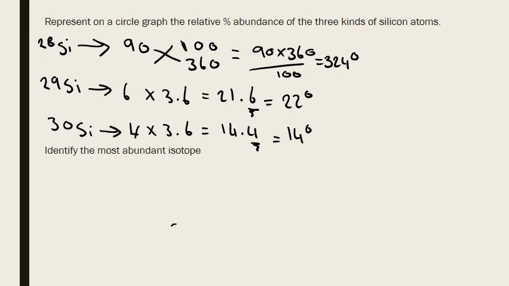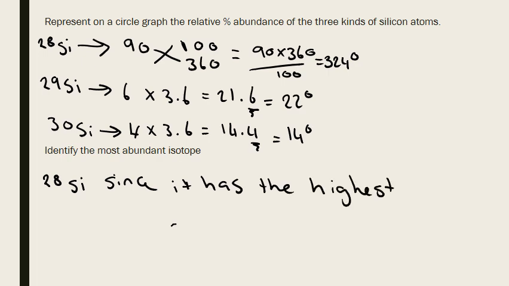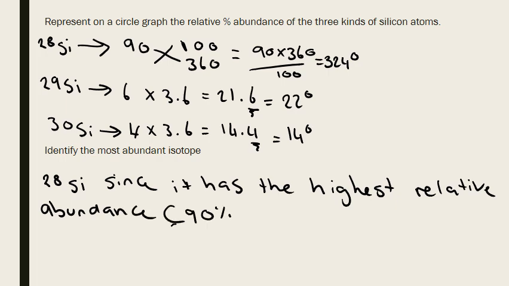It says identify the most abundant isotope. So this one, the one that has the highest relative abundance. So silicon-28 is the most abundant isotope since it has the highest relative abundance, which is 90%.